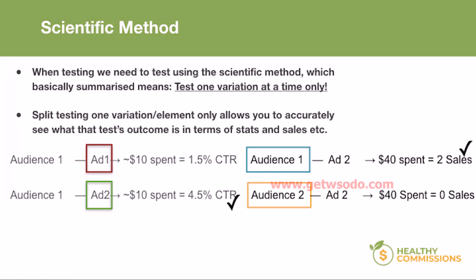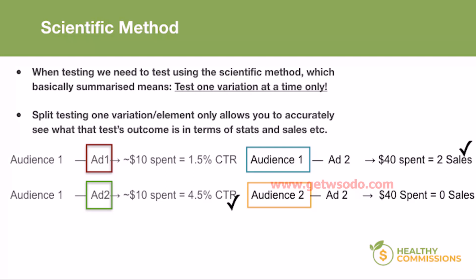So let's say they've both spent around $10. Ad 1 is getting a 1.5% CTR and ad 2 is getting a 4.5% CTR. So obviously out of these, we can see that ad 2 is performing the best. What we can then do is split test ad 2 against different audiences, right? So only one variation is being tested here, audiences. So ad 2, audience 1, audience 2. We can see audience 1 and ad 2 have spent $40 and made 2 sales, where audience 2 and ad 2 has spent $40 and made 0 sales.